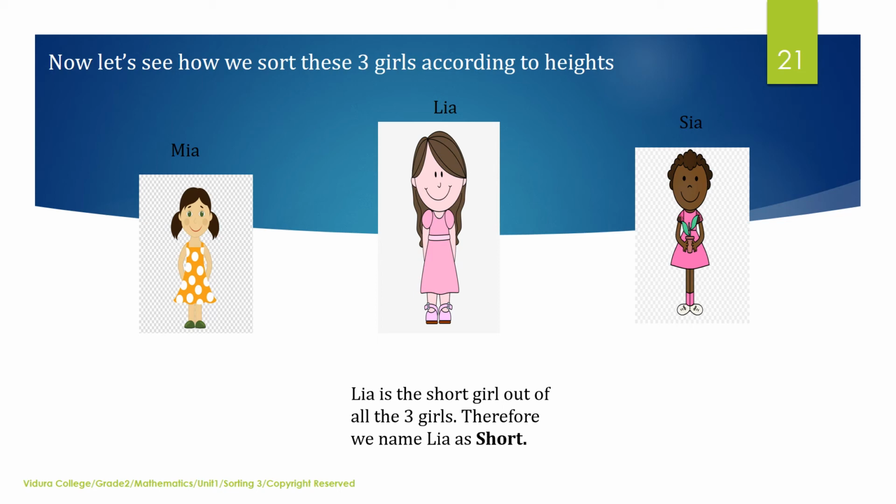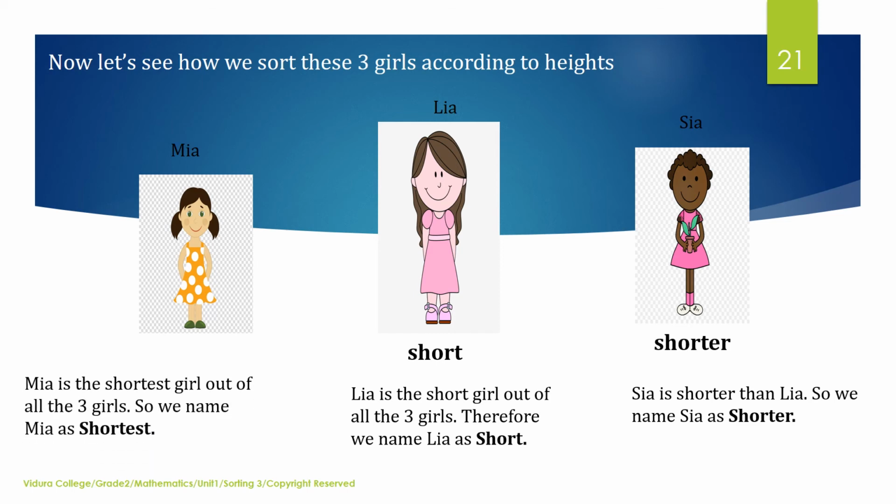Leah is the short girl out of all the three girls. Therefore, we name Leah as short. Sia is shorter than Leah. So, we name Sia as shorter. Then Mia is the shortest girl out of all the three girls. So we name Mia as shortest.